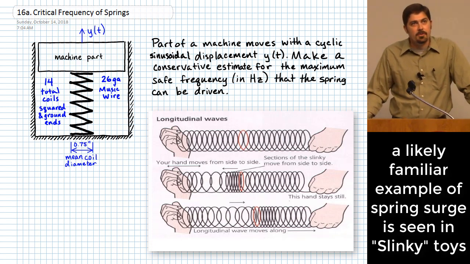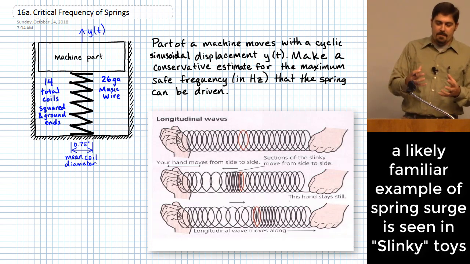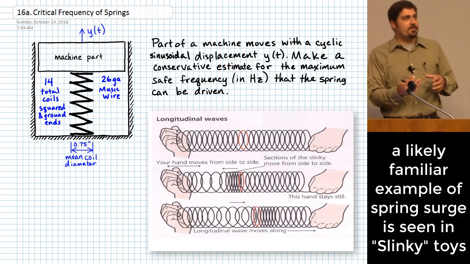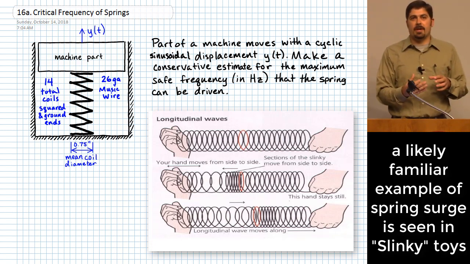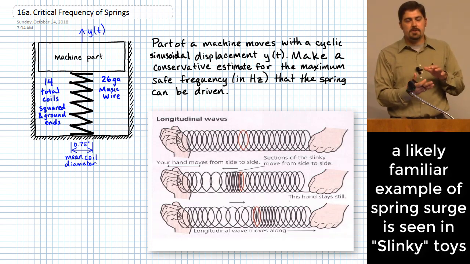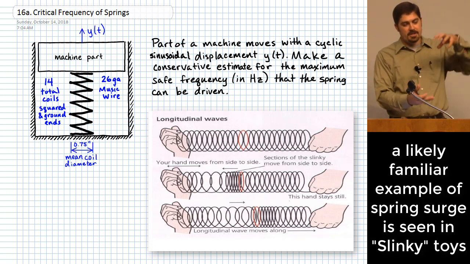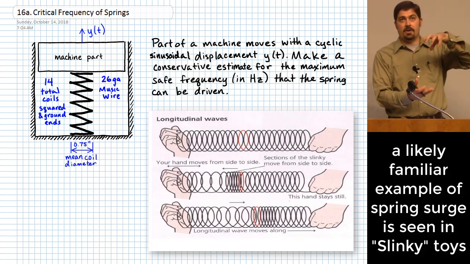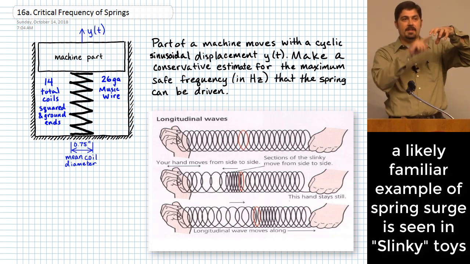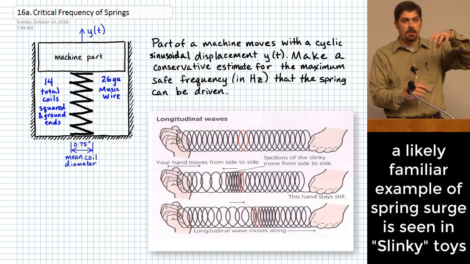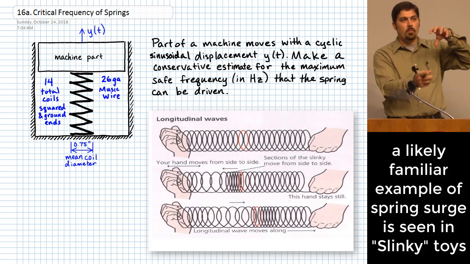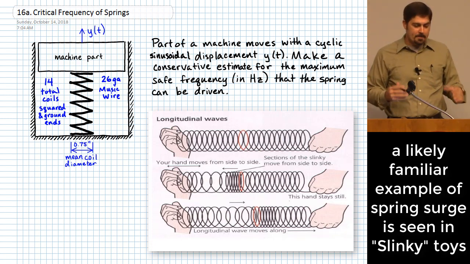Okay, so if you imagine a slinky, for those of you who don't know what it is, it's basically a really soft spring such that the spring constant of the spring is very low relative to the mass of the spring. And what you can do is if you stretch it out a little bit, you can actually cause there to be waves through that spring. Sometimes it's called spring surge, or you can actually watch a wave pass through the spring.